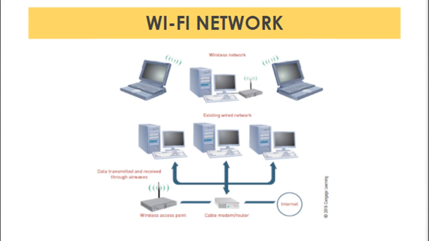This is an example of a Wi-Fi network. In a Wi-Fi network, the user's computer or smartphone or even a cell phone has a wireless adapter that translates data into radio signal and then transmits it using an antenna.